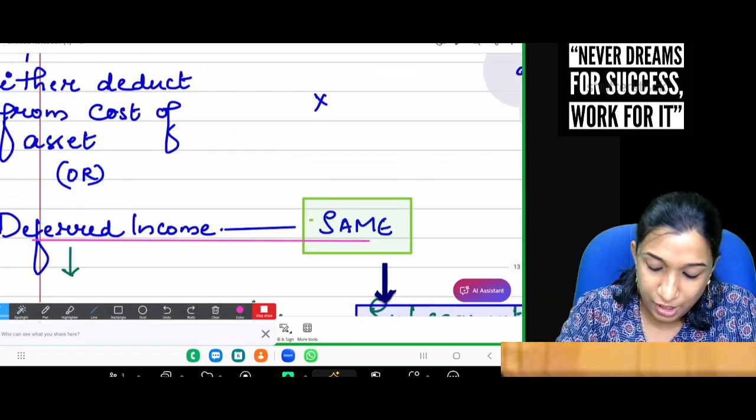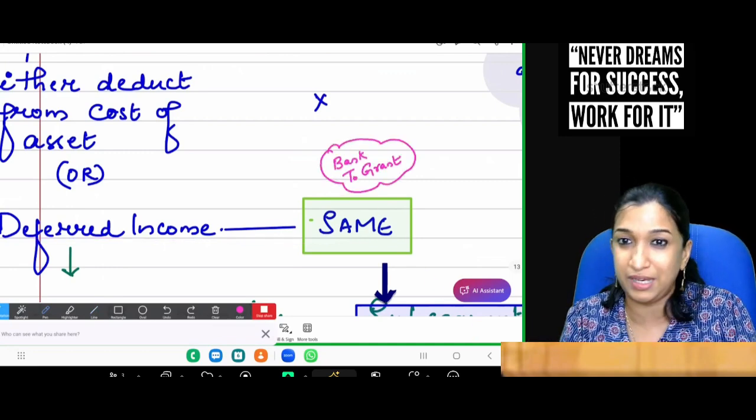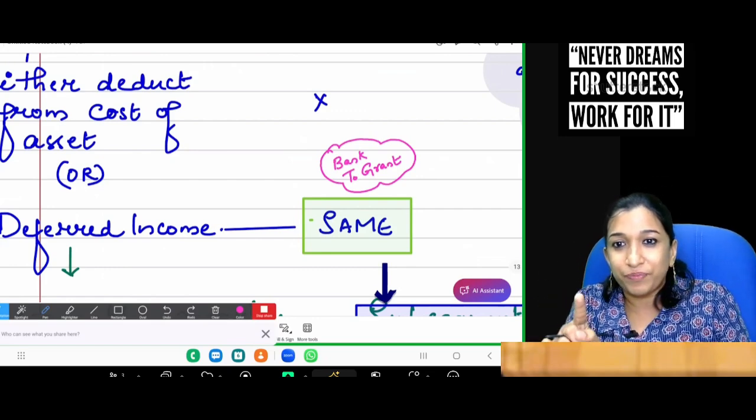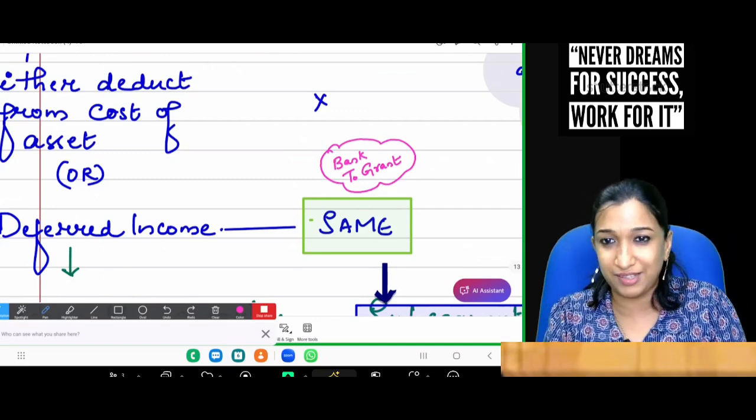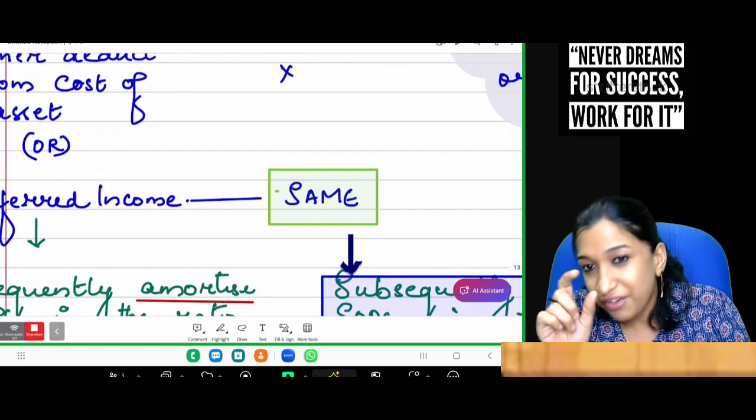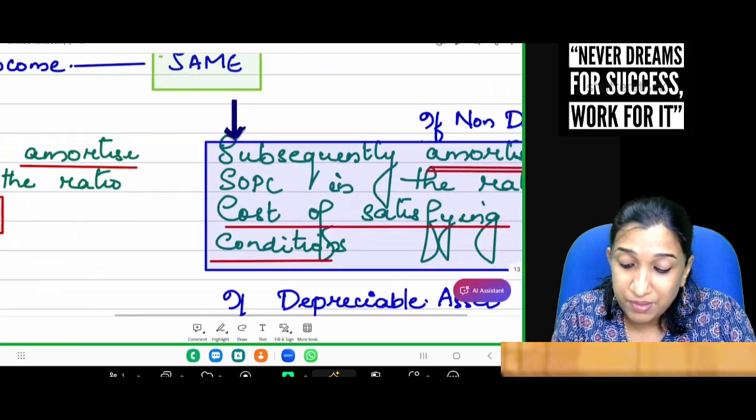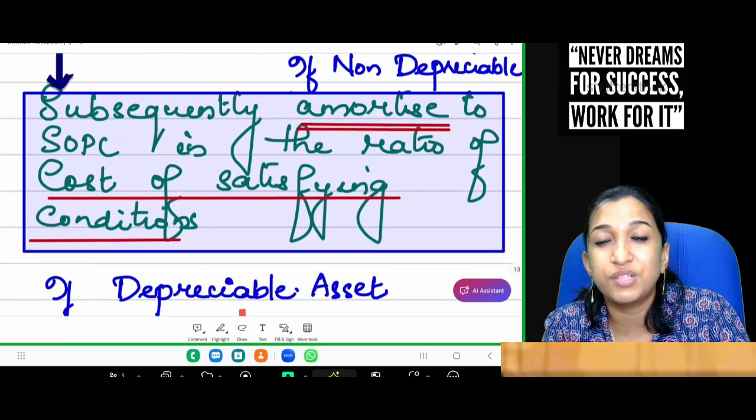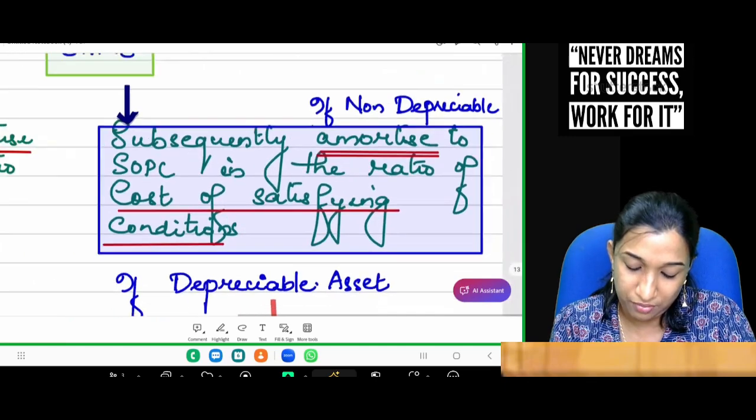So deferred income means I know the journal entry, bank to grant. Then what do you think? It should be amortized to the statement of P&L over the period for which the grant is received, in the ratio of cost of satisfying conditions, because the depreciation pattern is not relevant here. So whether the grant is received for a non-depreciable asset or related to income, deferred income is the treatment, and subsequently it is amortized to P&L in the ratio of cost of satisfying conditions. Okay, fine.